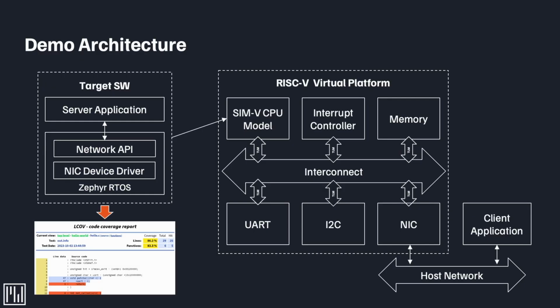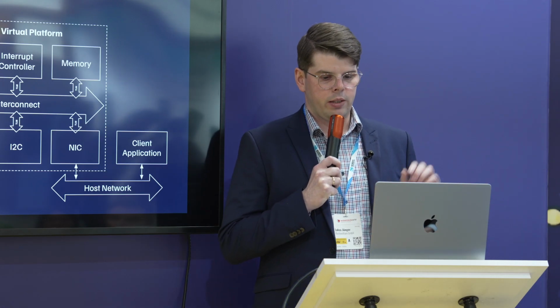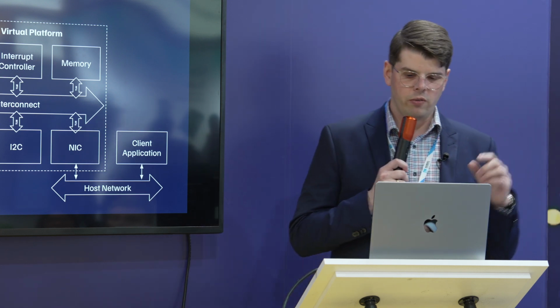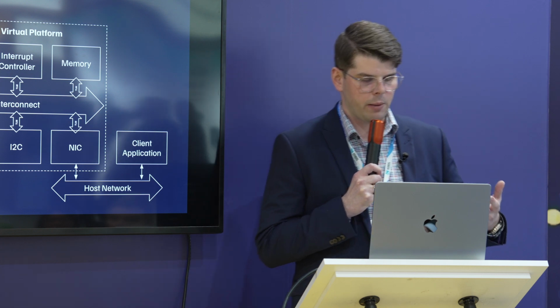And we take this software and we run it on the virtual platform that we see here on the right-hand side. So this is a simplified diagram, but basically we have a RISC-V system that has a CPU and a bunch of interfaces. And among these interfaces is also a network interface. And this is the network interface that the server application is using. So via this network interface, you would receive the data that is processed by the application.